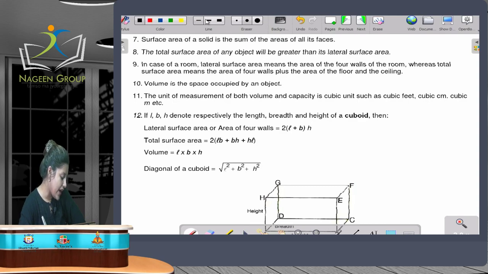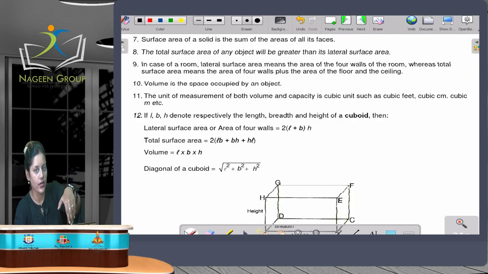As we have understood, when we study about a room and they ask about the lateral surface area, we take only the area of the 4 walls. Like I am also sitting in a room, and when someone asks me what the lateral surface area is, I only include the area of the 4 walls. But when asked about the total surface area, we include the lateral surface area and also the area of the floor, which is at the bottom, and the area of the ceiling, which is the top. It means that for total surface area we take both top and bottom.